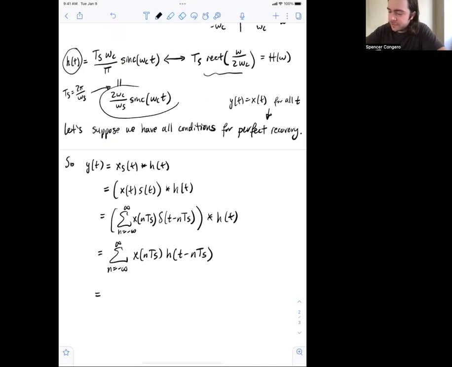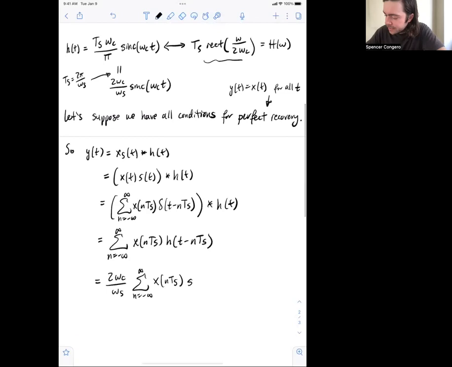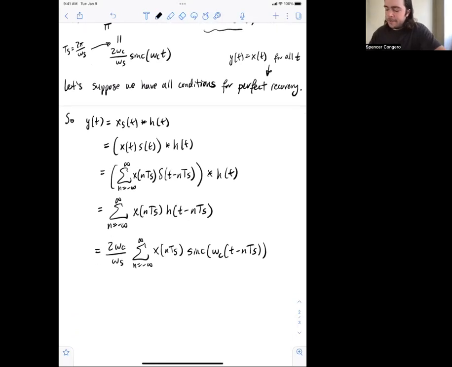Okay. So now let me plug in for what this should be, and it's just going to be right up here, h of t equals this function. I just have to plug in t minus n t sub s everywhere I see t. So I'll do that now. Out front, I get the 2 omega sub c over omega sub s, times this sum from negative infinity to infinity of x of n t sub s, and now I have sinc of omega c times t minus n t sub s. So I just plugged in this argument everywhere I saw the argument t. Okay, so that's what we get.